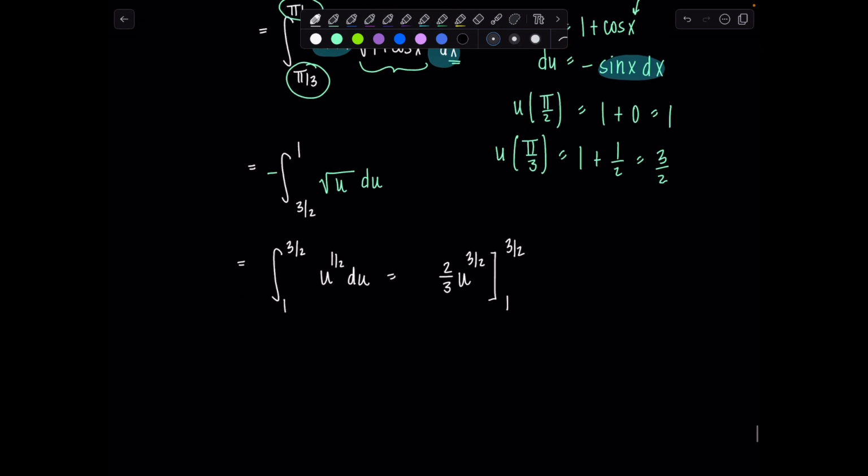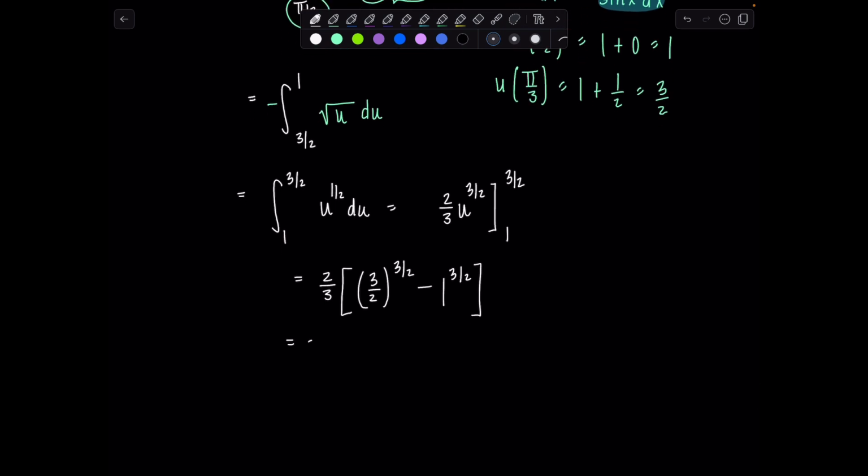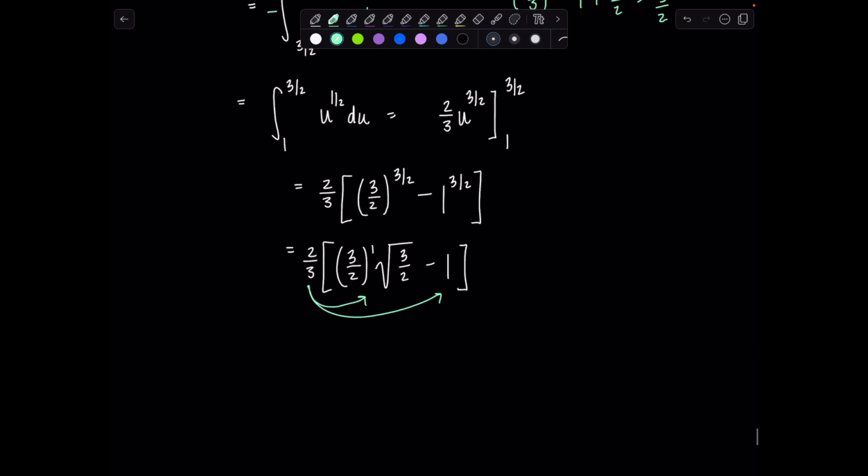When evaluating, just leave that 2/3 out. So we're going to have 3/2 raised to the 3/2, minus 1 to the 3/2. So 3/2 raised to the 3/2, I can rewrite that as 3/2 to the first times the square root of 3/2, minus, and then 1 to the 3/2 is just 1. And then from here, now we can distribute that 2/3 back through if we want. And then you can see, oh, 2/3 is going to cancel out with that 3/2. So I'm just left with rad 3/2 minus 2/3 now.